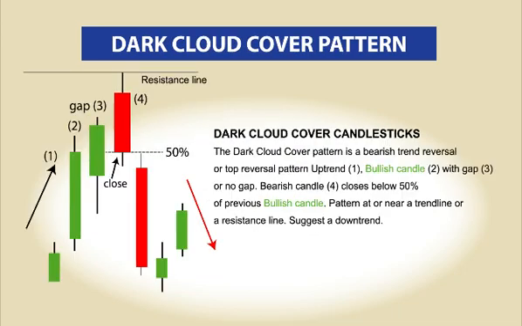Dark cloud cover pattern. The dark cloud cover pattern is a bearish trend reversal or top reversal pattern. In an uptrend, 1, a bullish candle, 2, with a gap, 3, or no gap, is followed by a bearish candle, 4, that closes below 50% of the previous bullish candle. The pattern appears at or near a trend line or a resistance line and suggests a downtrend.